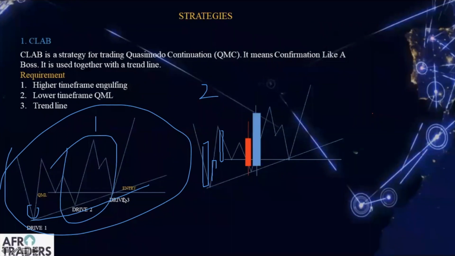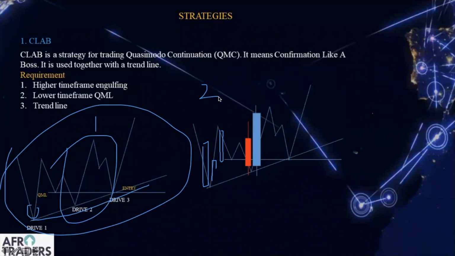So it is a substitution. It depends on where you are looking at. If you see a Quasimodo on a lower time frame, you have to confirm the Quasimodo on a higher time frame with an engulfing. If you see an engulfing, come to a lower time frame and confirm. The trend line is just drawn to tell you that price is going to meet at a certain level. I hope you guys understand.